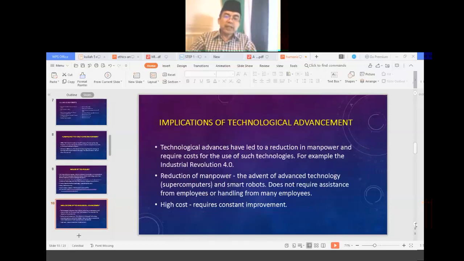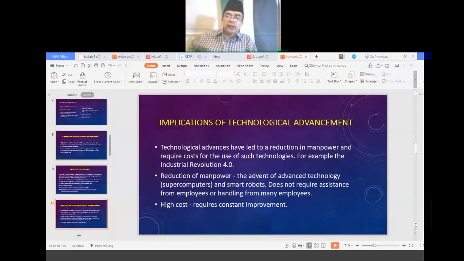So what are the implications of technological advancement? First, leading to a reduction in manpower. This is very important. You are going to live in your own society for probably more than 50 or 60 years to go, so you have to be very careful. You have to understand that this new era will lead to a reduction in manpower and require cost for the use of such technology. For example, IR 4.0.